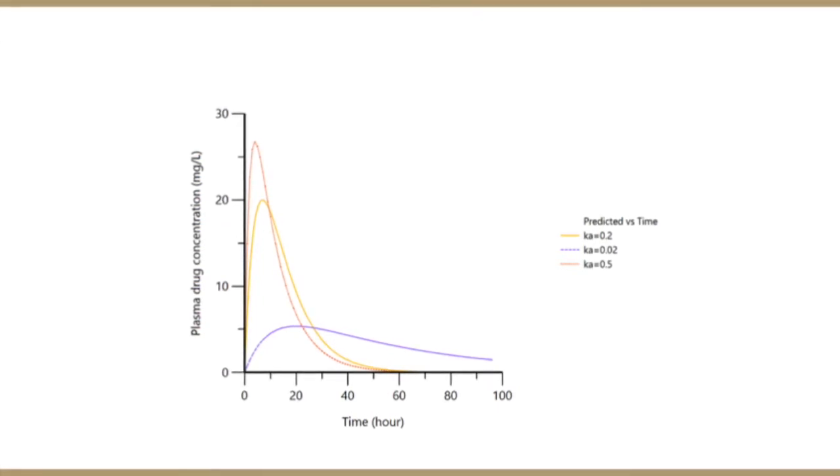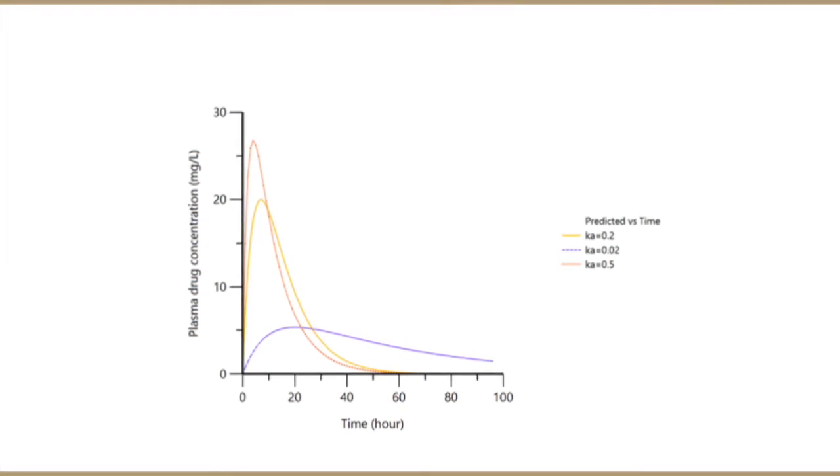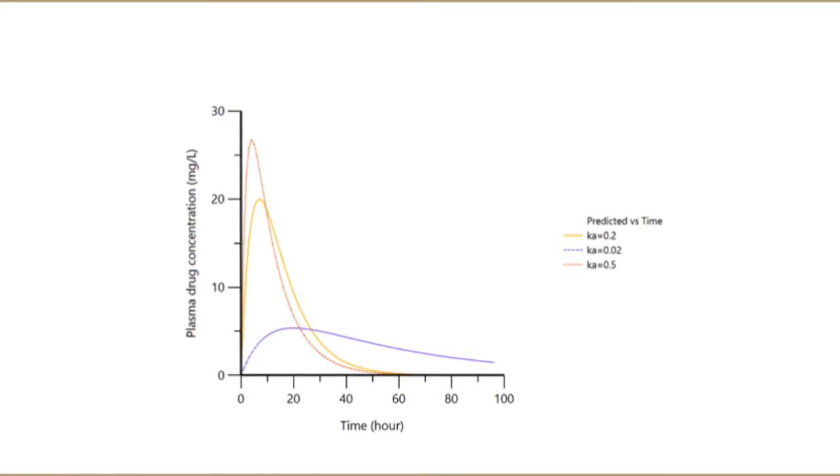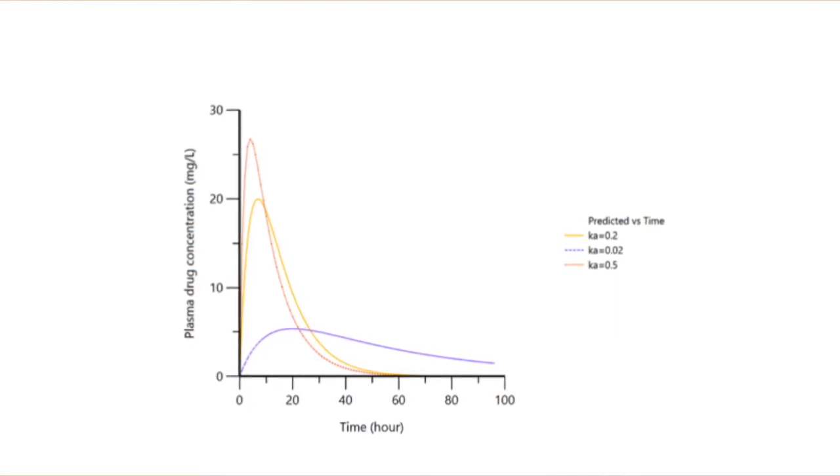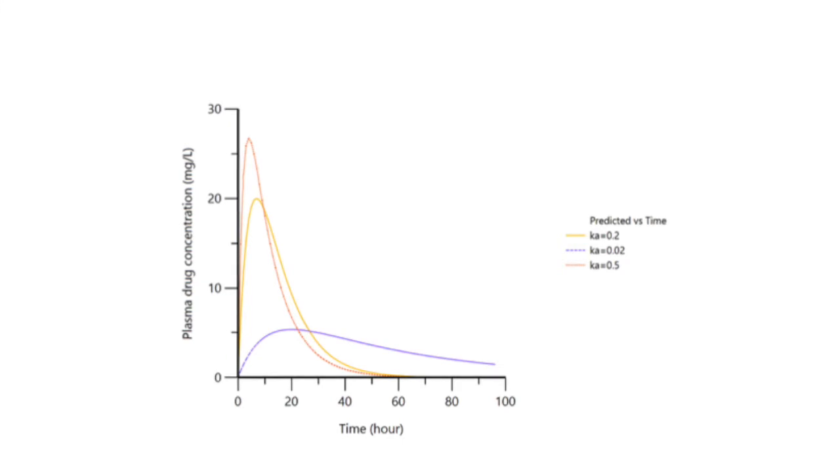So what is happening? Well, what we're seeing here is flip-flop kinetics, which happens when the rate of absorption is so slow that the absorption rate constant is smaller than the elimination rate constant. And as a result, the rate at which the drug is being absorbed becomes the limiting step, because the drug cannot be eliminated faster than it is being absorbed into the body, even though the body has the capacity to eliminate the drug much faster.